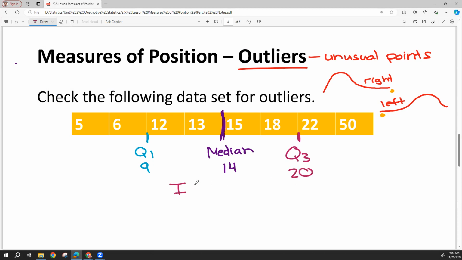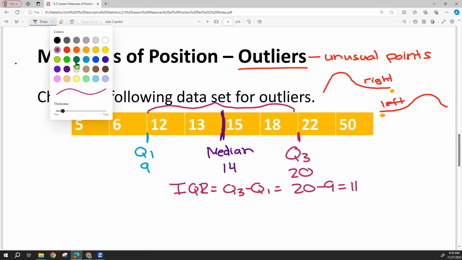And we can calculate our interquartile range by doing Q3 minus Q1. That's going to tell us how spread out this middle 50% is. And what we want to do now is set up boundaries or fences, whichever you want to call them. We're going to find a value to the left on our lower end and a value to the right on our upper end that will cut off where we have points that are not unusual.